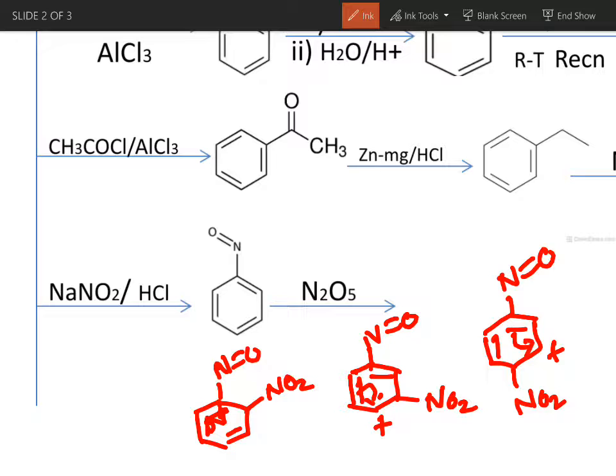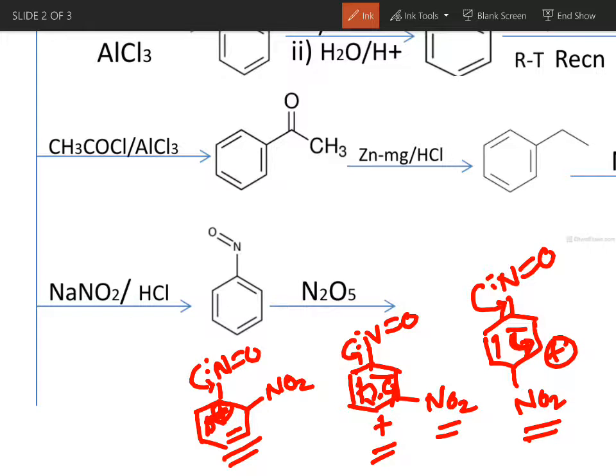Apart from this, in this case, the lone pair of nitrogen is also stabilizing this positive charge. Here also, the lone pair of electrons is stabilizing this positive charge. But in the meta isomer, the lone pair of nitrogen is not stabilizing this carbocation. Therefore, in nitrosobenzene, NO is acting as an ortho or para directing group. In ortho and para, since there is steric hindrance in the ortho isomer, para is the major product.